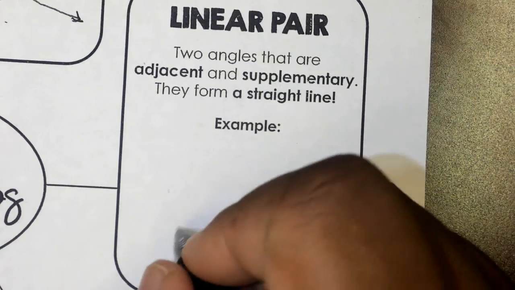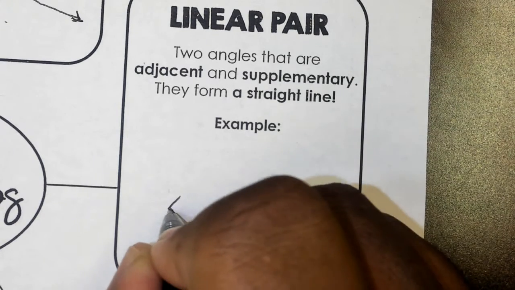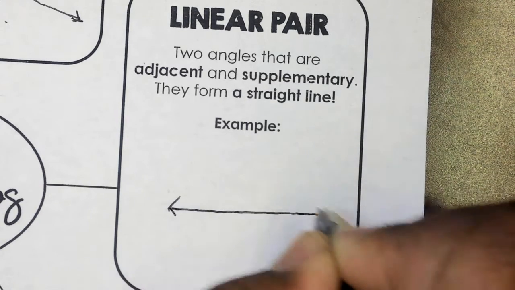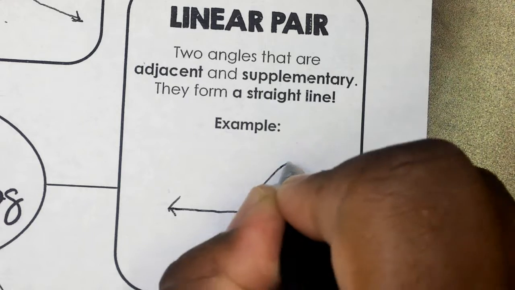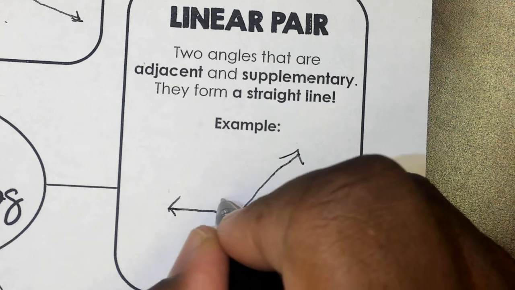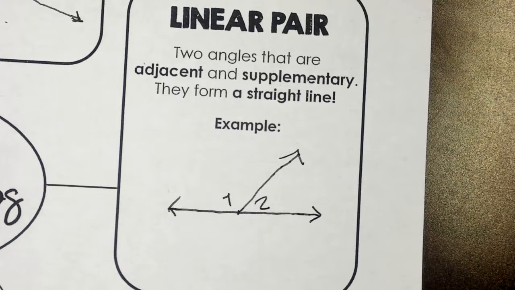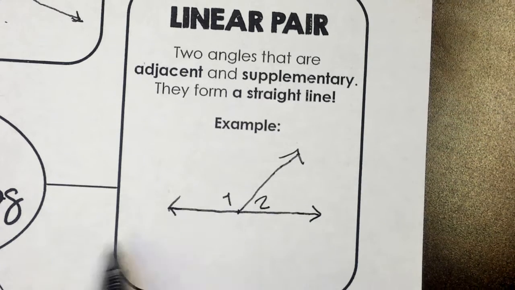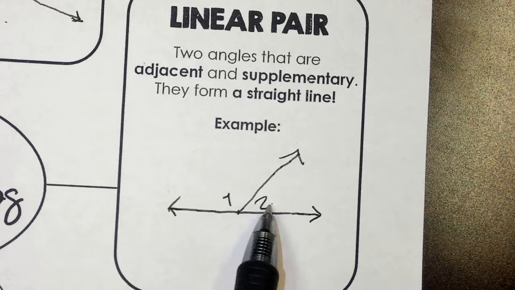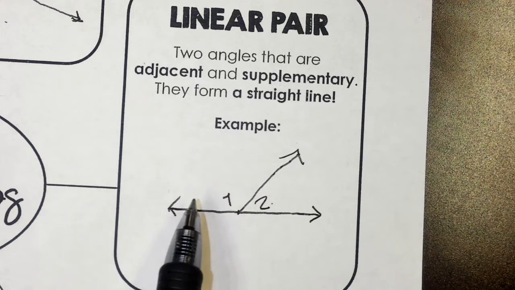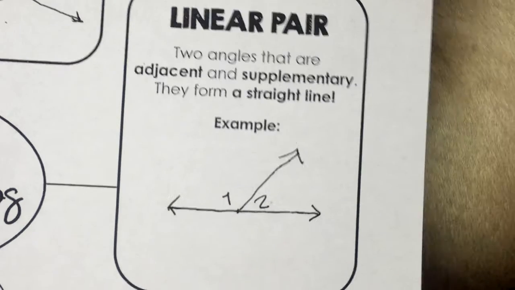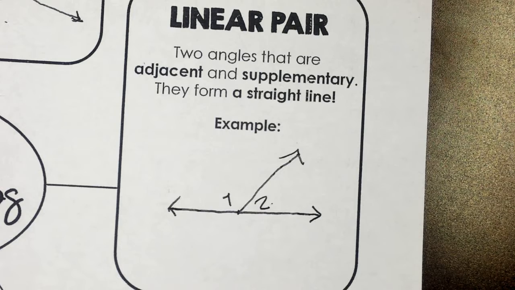A linear pair is this. We just drew it, really. Straight line, two angles on that line that form that line. Angle 1 and angle 2. These would be a linear pair. Adjacent, they sit right next to each other, and they're supplementary. They add up to 180. That is a linear pair.